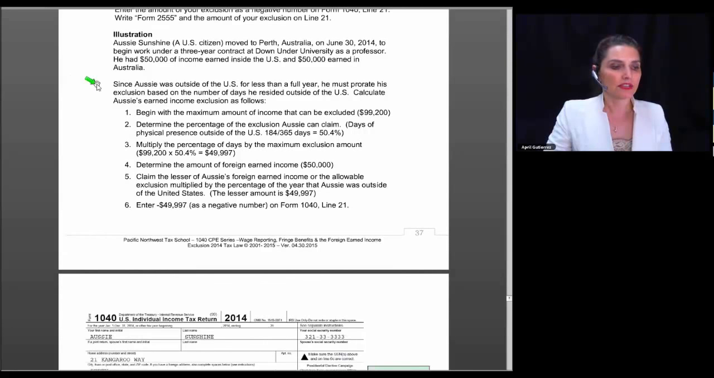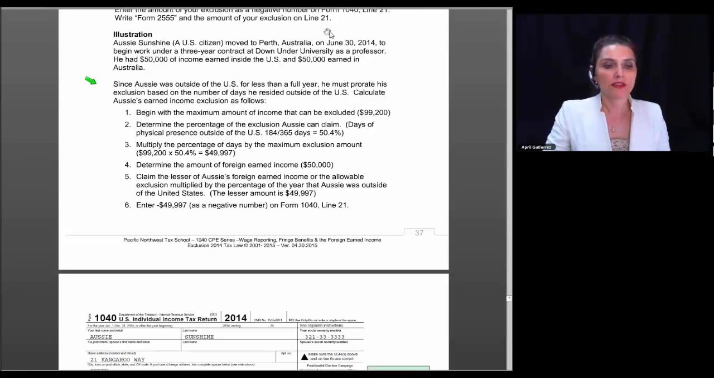Since Ozzy was outside of the U.S. for less than half a year, he is going to need to prorate his exclusion based on the number of days he resided outside of the U.S. He's not going to meet the bona fide resident test for 2014. He just wasn't there a full year. But he can qualify under the physical presence test.